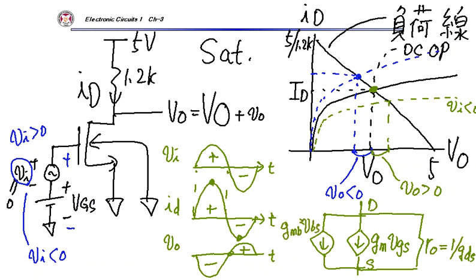Here my VBS, see this is B, this is S, my VBS is set to 0. So I don't have this term here. I have only those two terms.